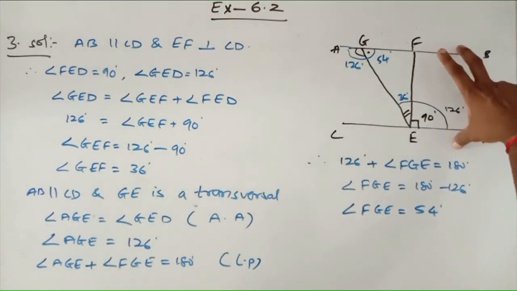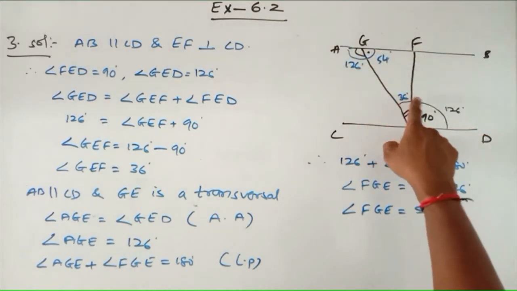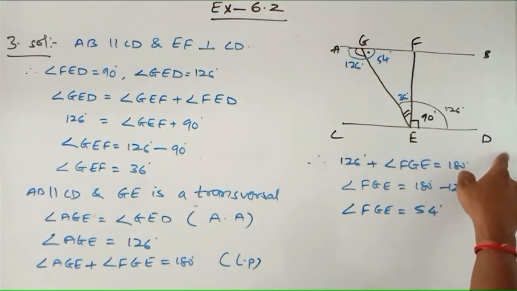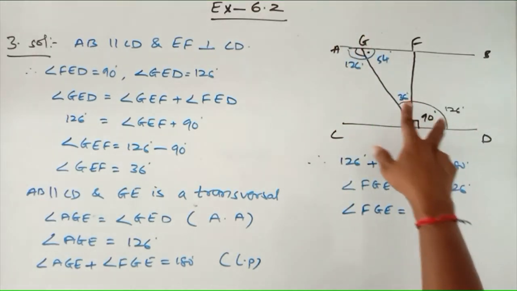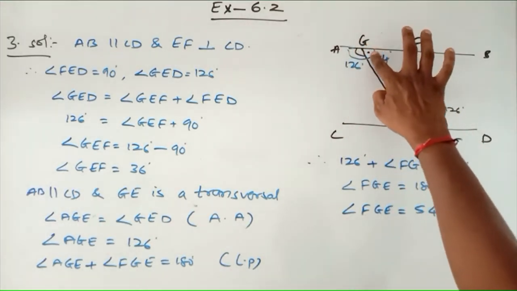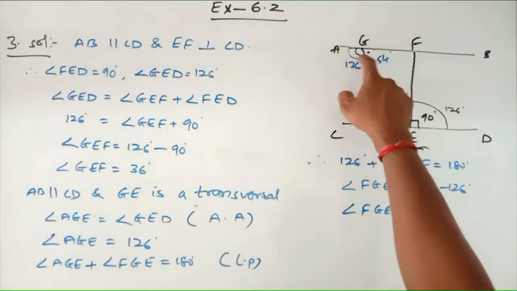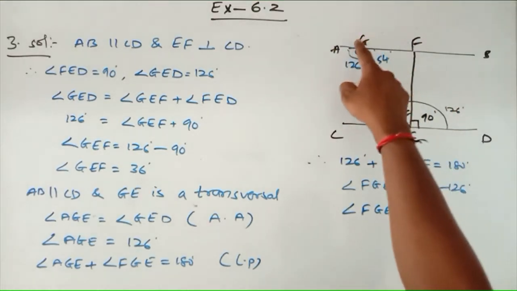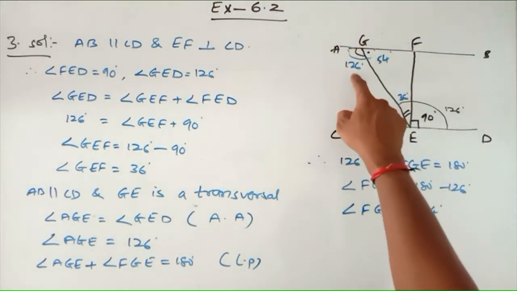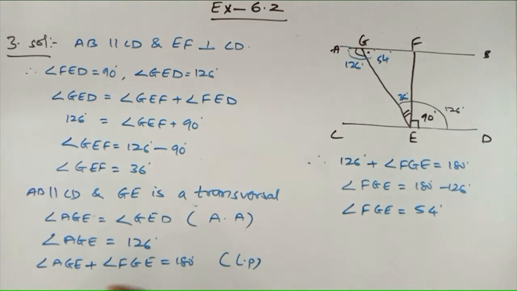The same way, AB and CD are parallel lines and GE is a transversal. If GE is a transversal, then angle GED is equal to angle AGE, because these two are alternate angles. Now I am considering this one: AGE and FGE form a linear pair, and a linear pair means 180. So 180 minus 126 is 54 degrees. This is the value of FGE. So children, next question.